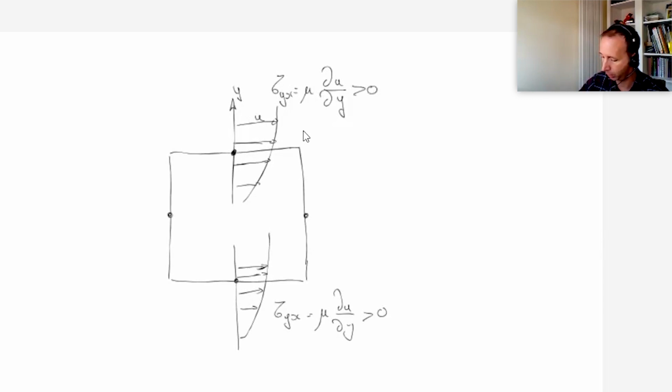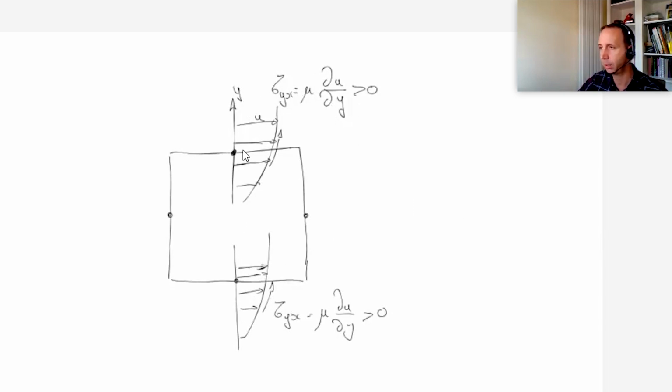That means simply u increases as y increases along this direction. Same here, u increases as y increases. We see the arrow become longer. So that would mean that the shear stress on the fluid inside the control volume would appear to be positive in both cases. That's not physically the case, right?